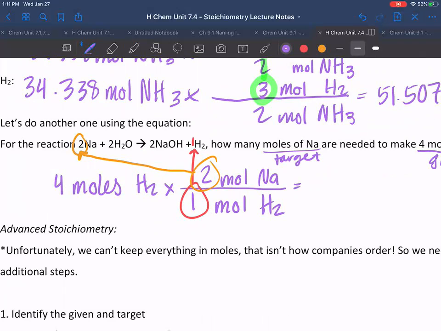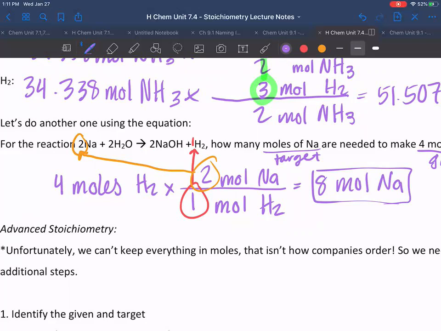So you would not include the sodium as part of the compound? No. So it specifically says Na. Yeah. So you treat them all as their own species. Okay. So what do we get? You guys can do this math in your head. There you go. 8 moles of sodium. That's how much you need to make 4 moles of hydrogen gas.